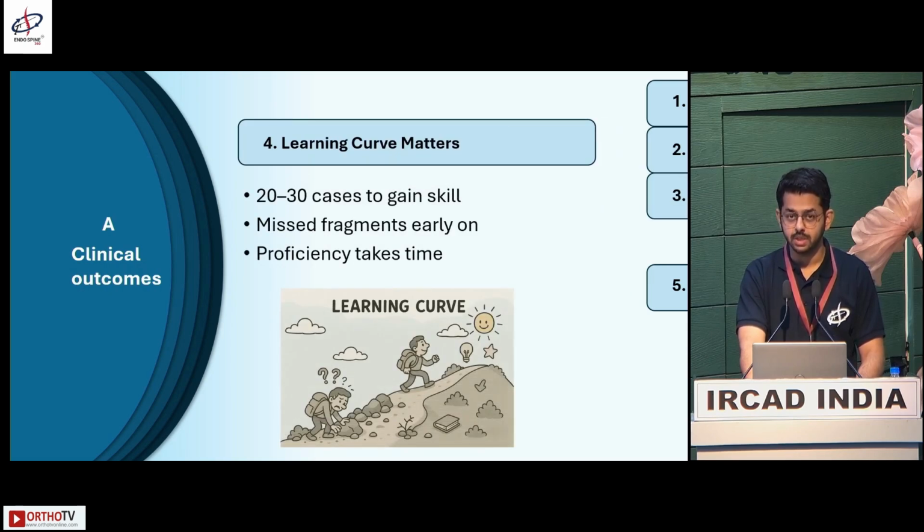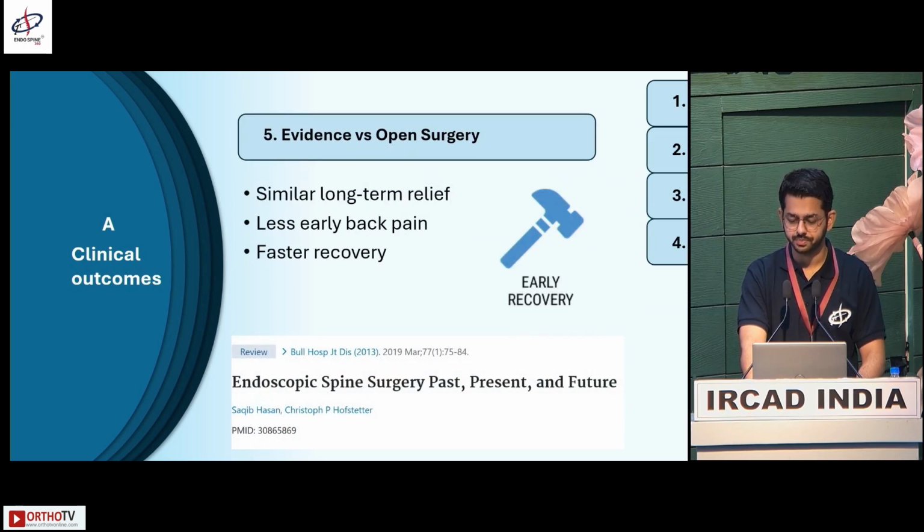Transforaminal endoscopy has a steep learning curve. Operative time and complication rates drop significantly after the first 20 to 30 cases. Until then, missed fragments, wrong trajectory, and incomplete decompression are common. That is where proper mentorship and simulation practice help shorten this phase.